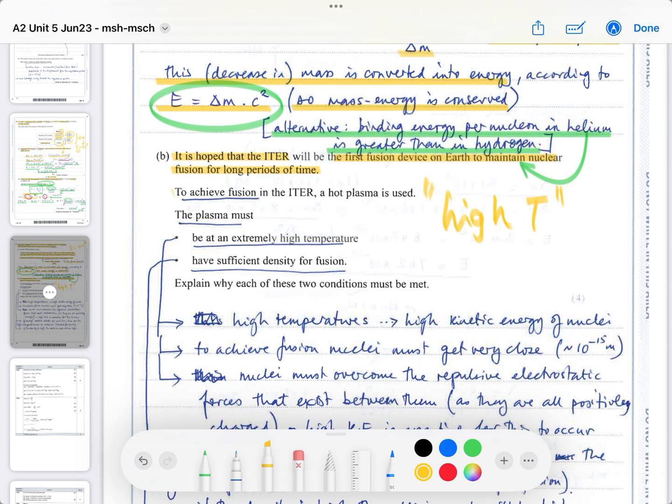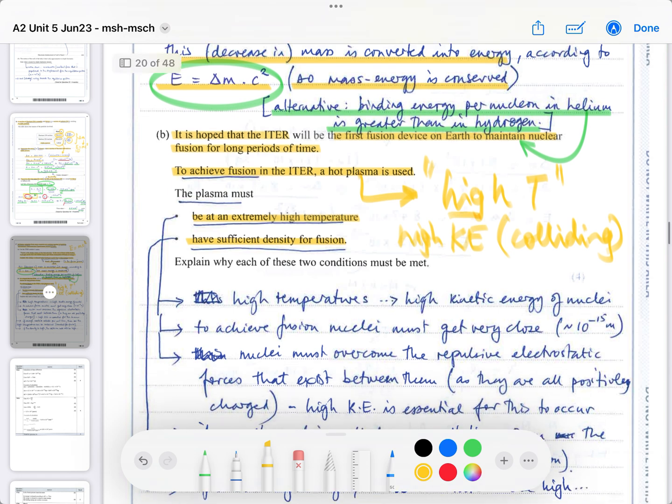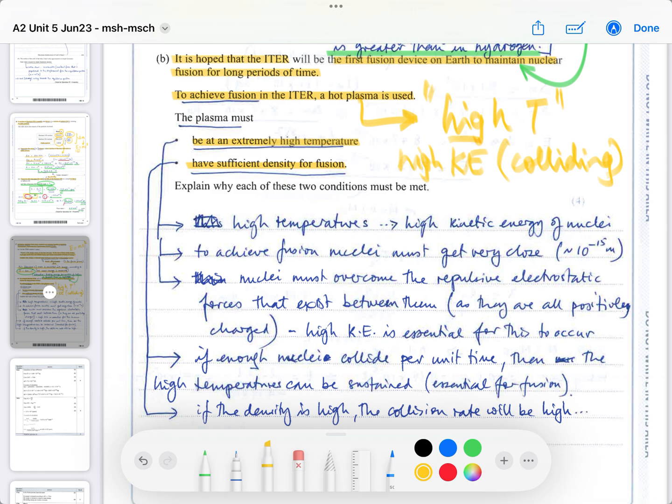To achieve fusion, in the reactor a hot plasma is used. Hot means very high temperatures. So the plasma must be at an extremely high temperature, and therefore also have sufficient density for fusion. Because a high temperature just means a high mean kinetic energy of the particles. High temperature means high mean kinetic energy. But if you don't have enough particles in there, they're seldom going to collide. You want them colliding. If they don't collide sufficiently, then you're not going to get the fusion reactions occurring. So you need high density and high temperature.